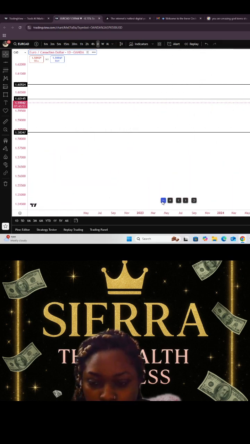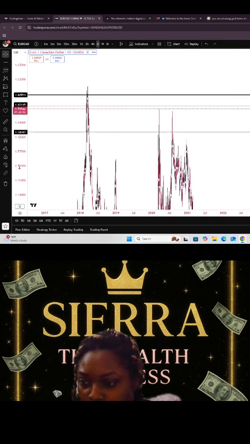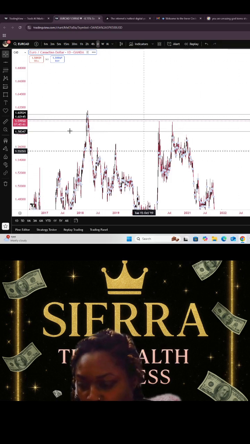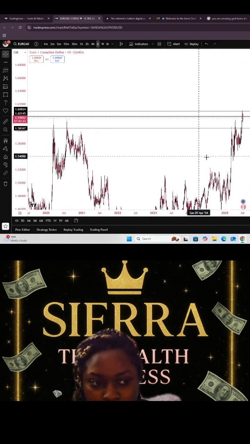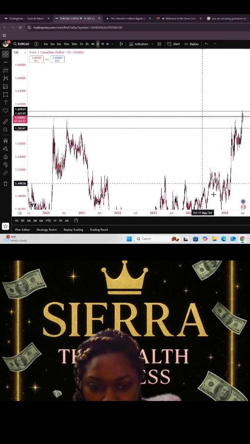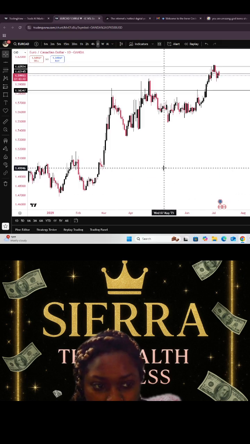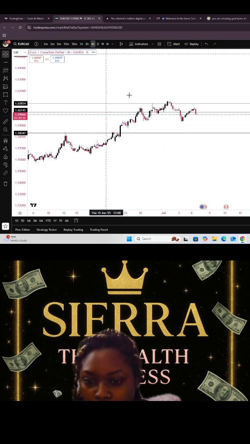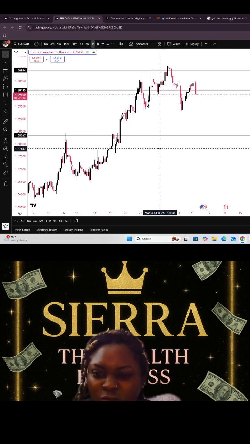Now on my daily, I'm just zooming over to the left because I want to see what happened on the left, because price is going to react on the right to what happened over there on the left. I don't see anything on the daily, so I'm just going to continue to go down on my time frames.